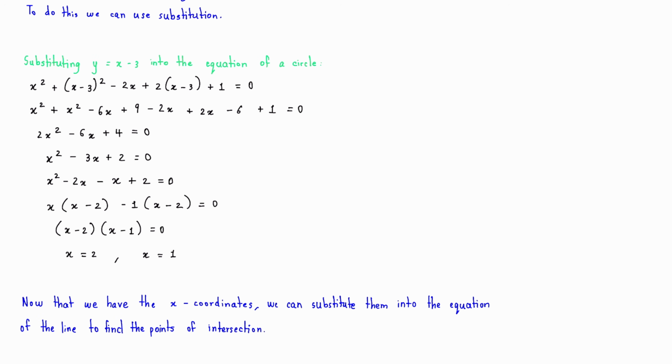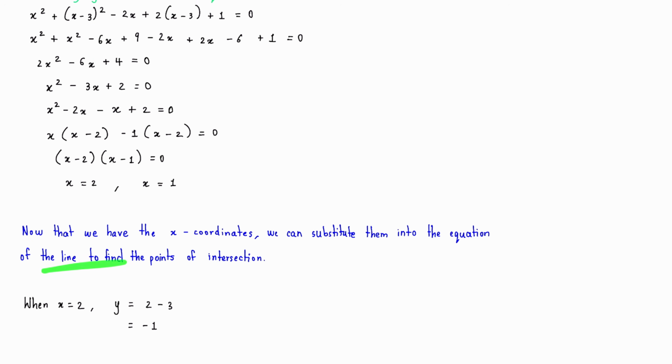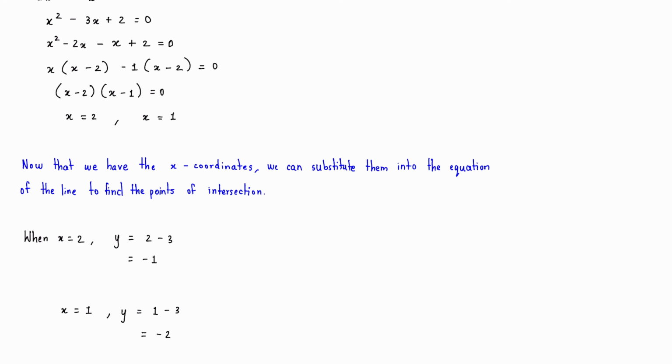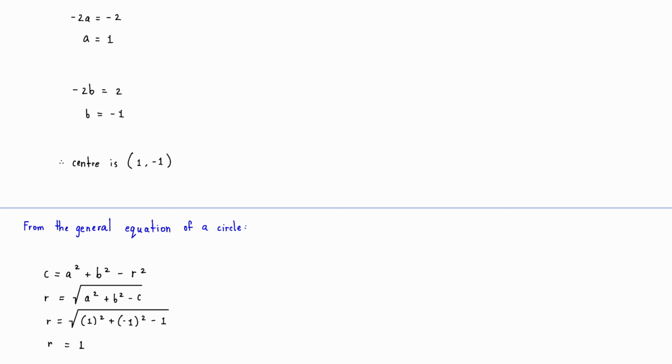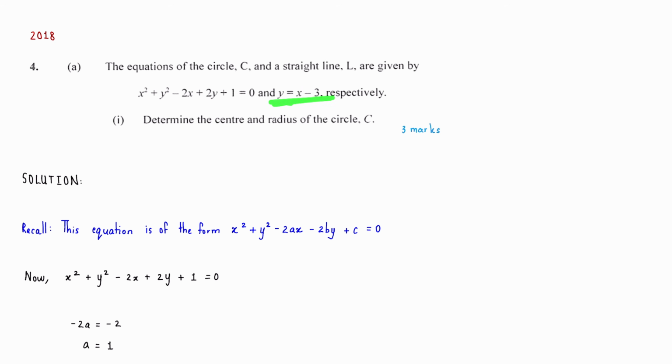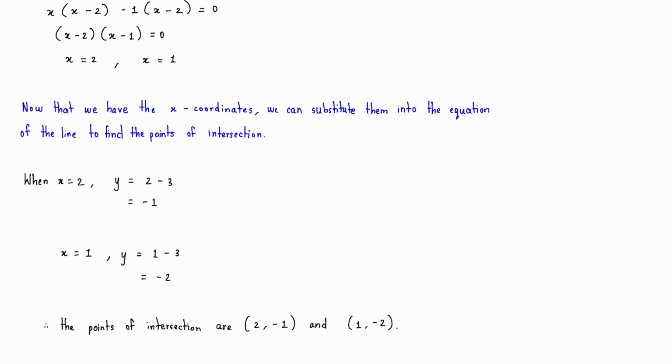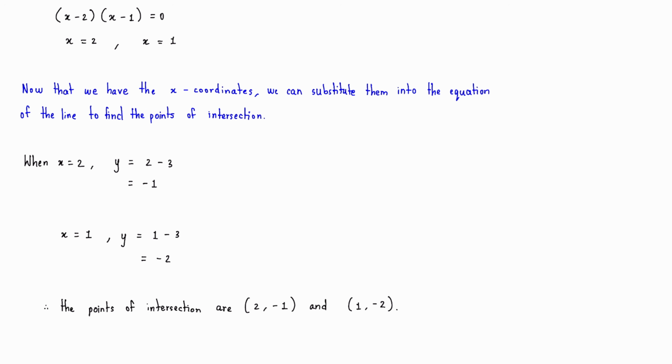And now that we have the x coordinates, how do we find the y coordinates? Exactly, we substitute them into the line. Why the line? Because it's easier. I feel like I just repeated myself, but I need to repeat myself because I need to drill it into your brain. So when x is equal to 2, y is equal to 2 minus 3, basically just substitute it into the line. So when x is equal to 2, y is equal to minus 1. When x is equal to 1, y is equal to minus 2.